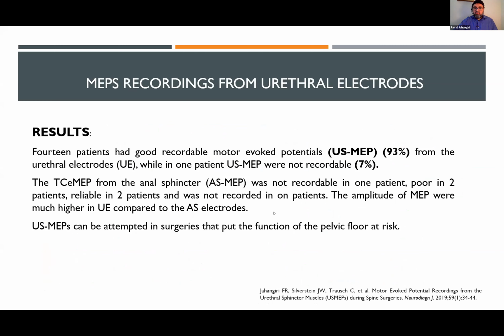For the results of this study, 14 patients had good motor responses. So the success rate was 93%: out of 15 patients, we had good MEP in 14. Only one patient we were not able to record. MEP for the anal sphincter was not recorded in one patient, it was poor in 2 patients, reliable in 2 patients, and not recorded in 1 patient. The amplitude of MEP was much higher for the urethral electrode compared to the anal sphincter in this study.